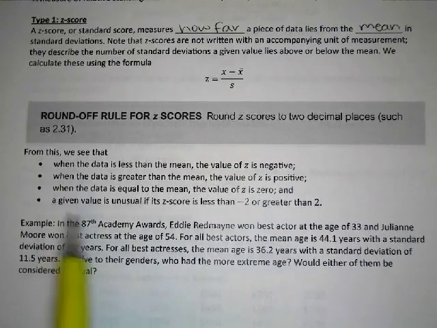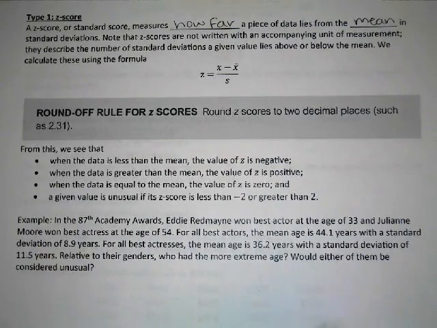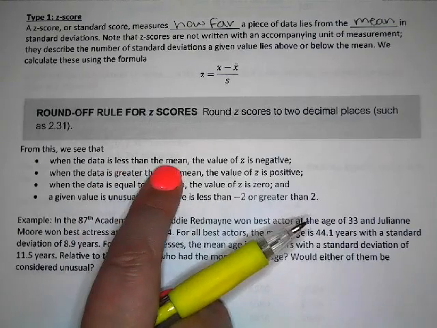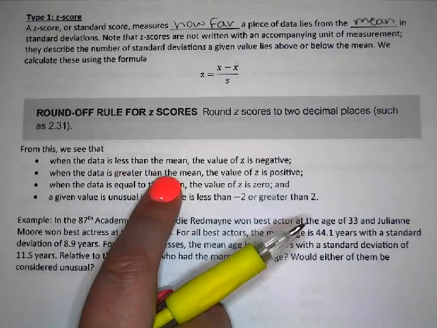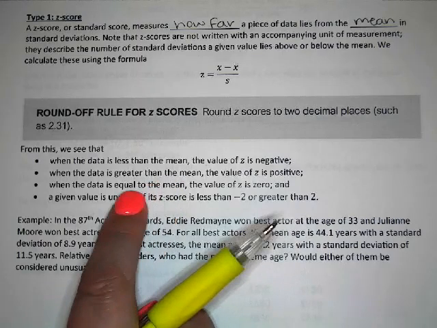So there are a few things we can see. If the data value is less than the mean, the z-score is going to be negative. If the data value is greater than the mean, the z-score is going to be positive. And if the data value is equal to the mean exactly, then the z-score is going to be 0.